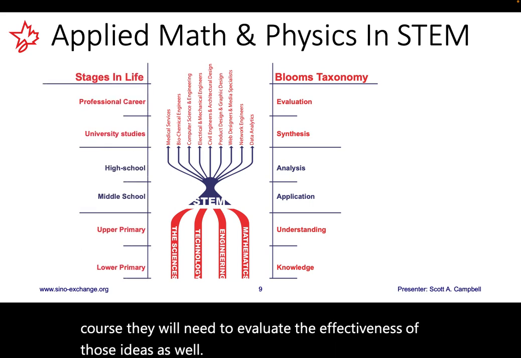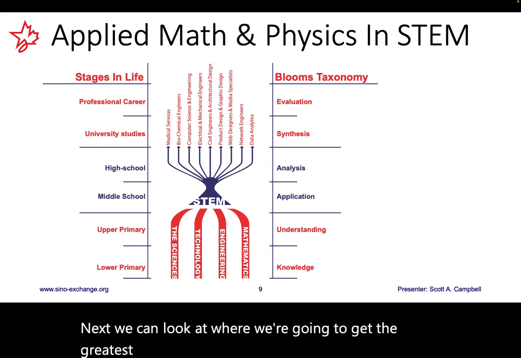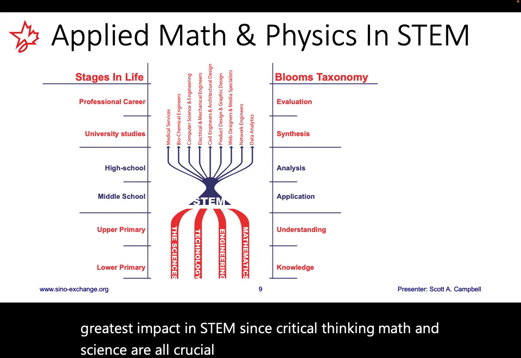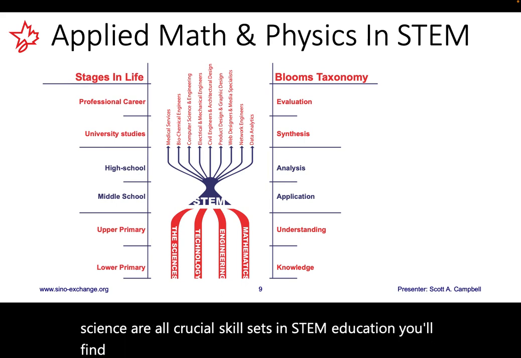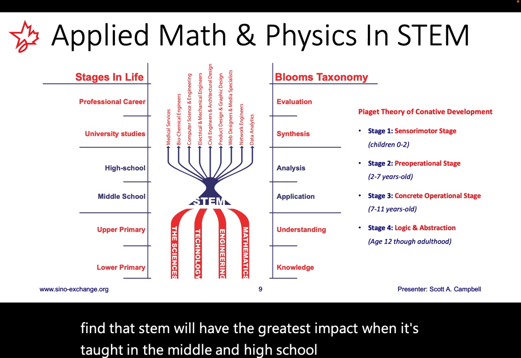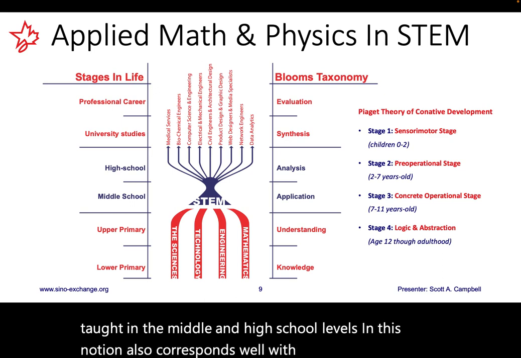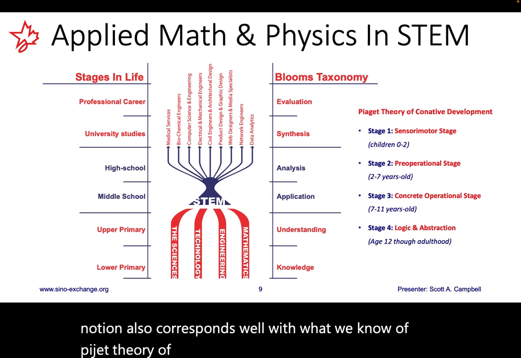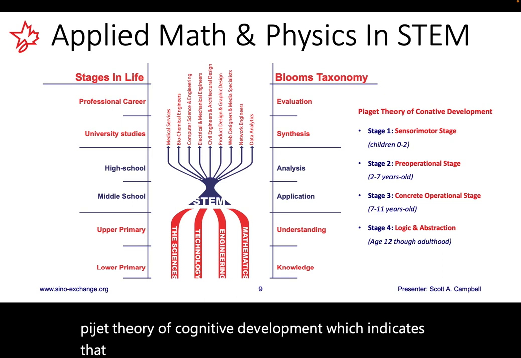Next, we can look at where we're going to get the greatest impacts in STEM. Since critical thinking, math, and science are all crucial skill sets in STEM education, you'll find that STEM will have the greatest impact when it's taught at the middle and high school levels. And this notion also corresponds well with what we know of Piaget's theory of cognitive development, which indicates that logic and abstraction only start at age 12 and continue on through adulthood.